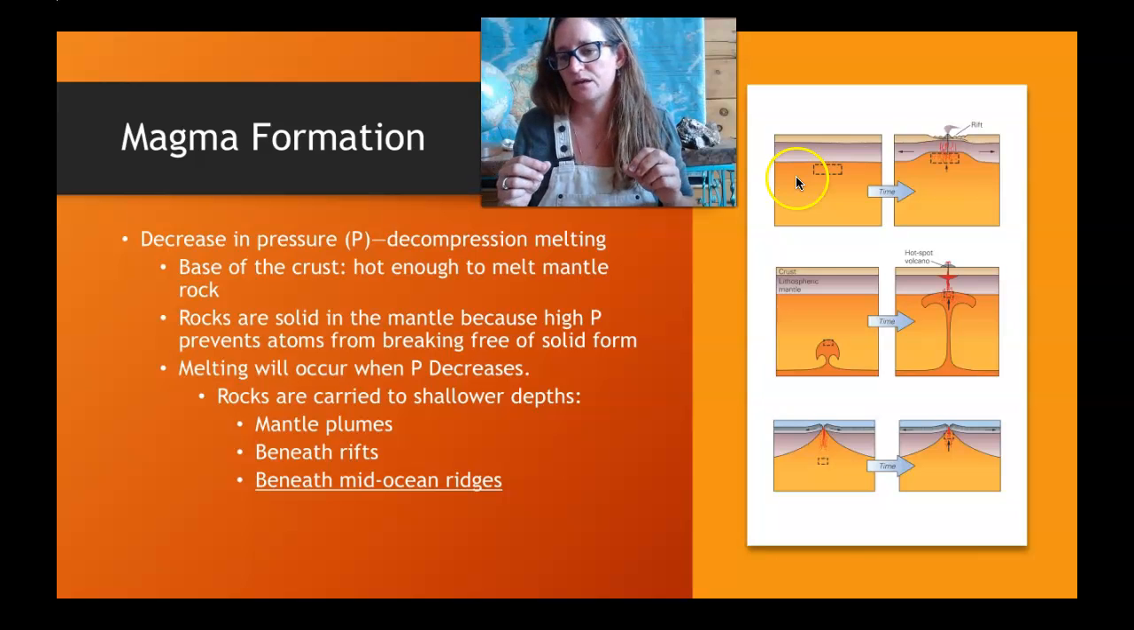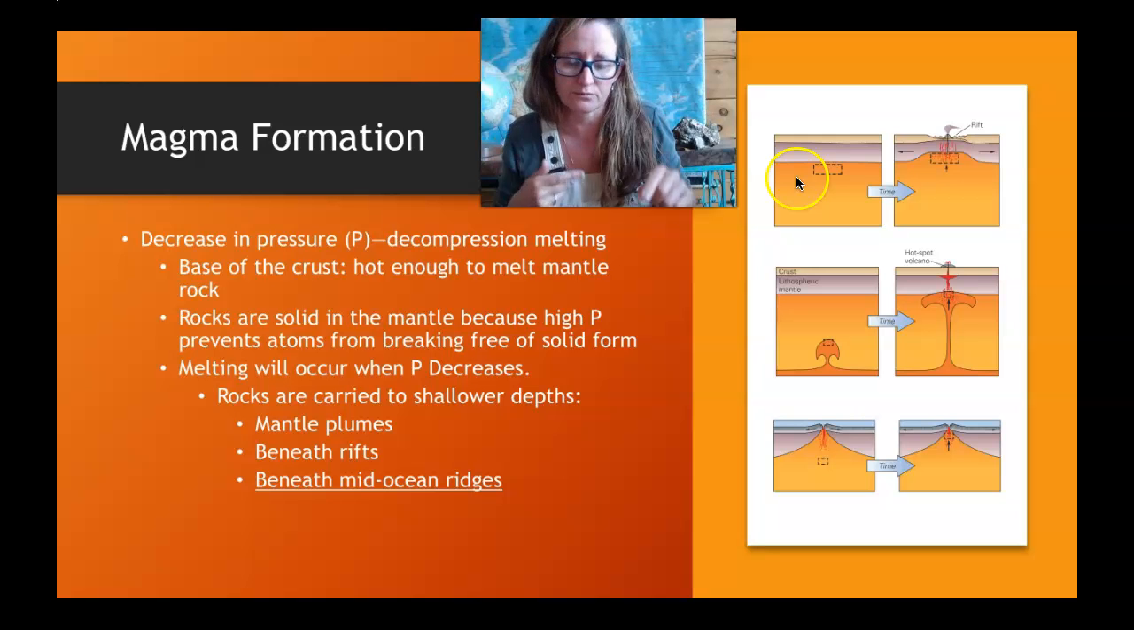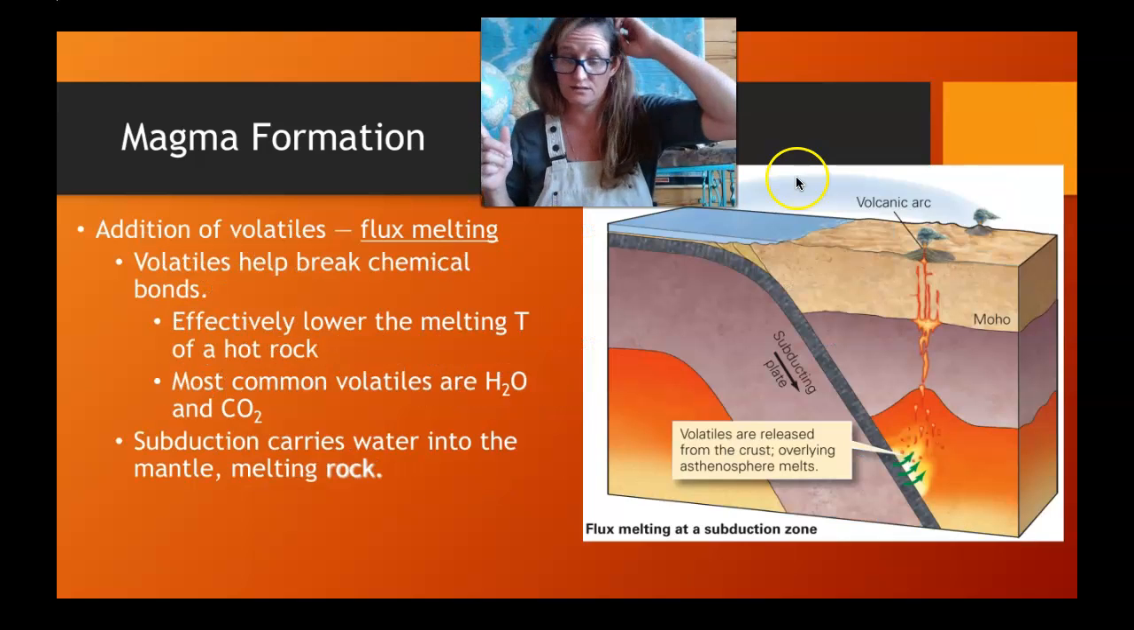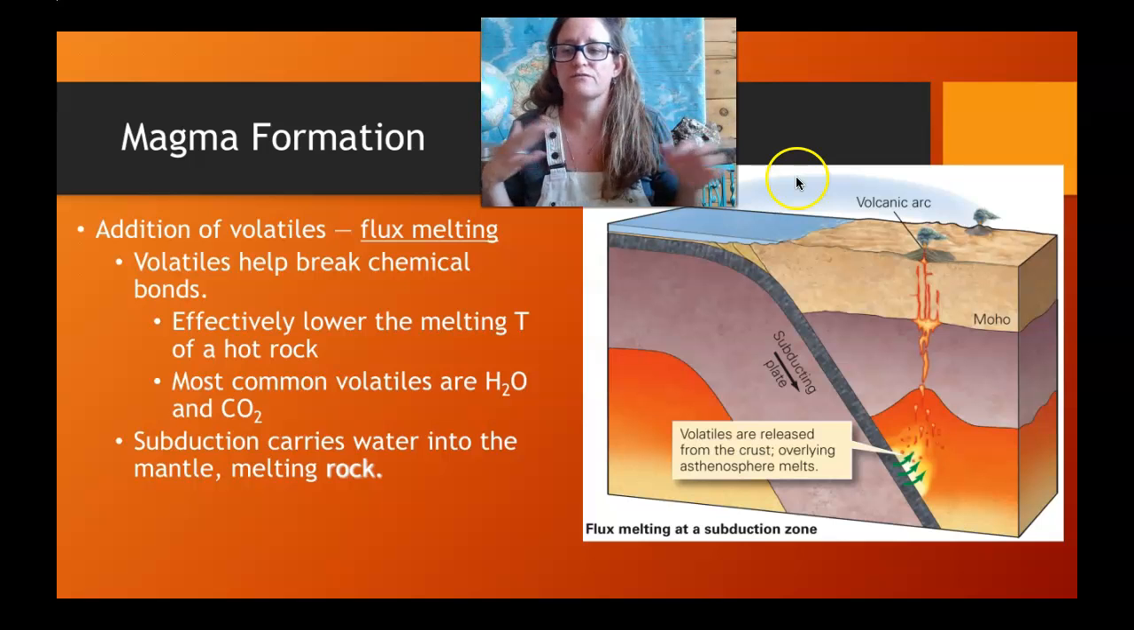This is going to happen then at divergent plate boundaries, mid-ocean ridges, a mantle plume where the crust is thinned, and the continental rift valleys. So decompression melting. The next is flux melting. So two slides ago, we talked about volatiles. The volatile here is pretty much going to be water.